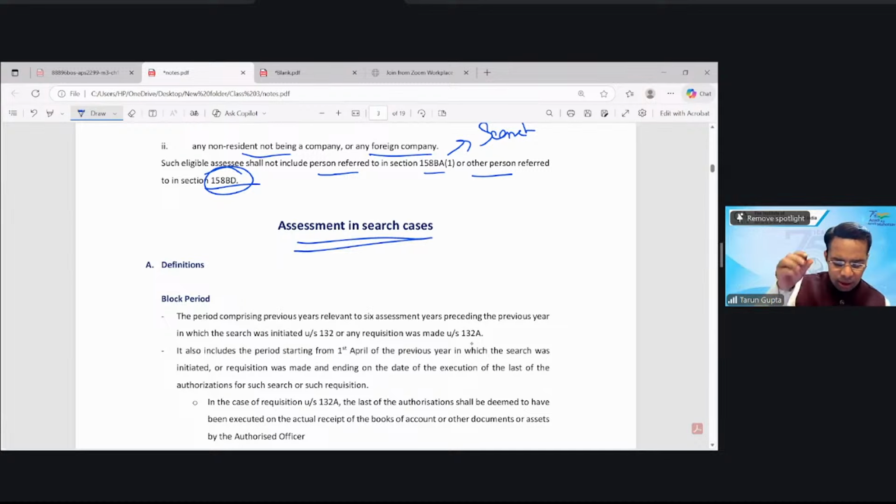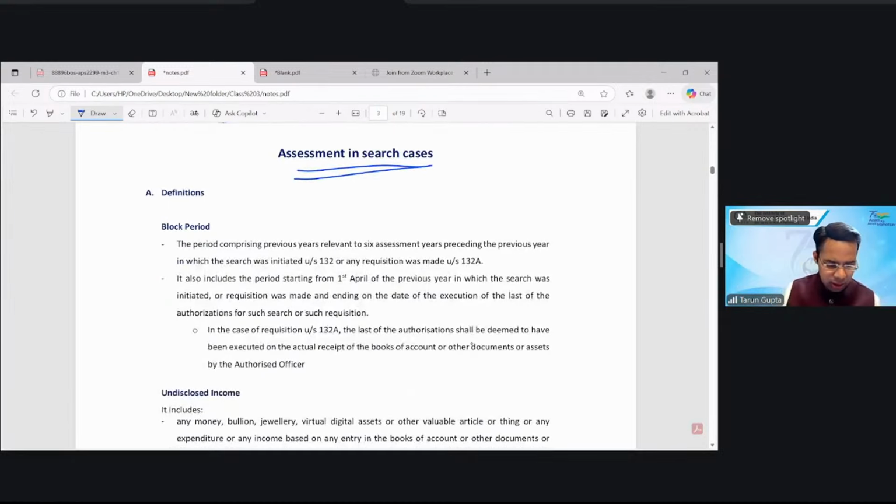Now, assessment in such cases. The next topic is very important for exam and also for practice. So what is search? You know what is search? This is the nuclear bomb which the department has. This is the most powerful thing which the department can do against the assessee. So similar to what we did in DRP, we should first understand the concept and then we can revise the notes. Okay.